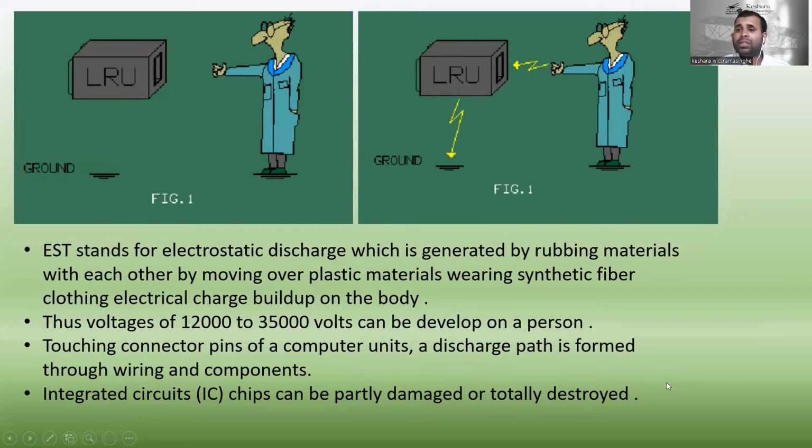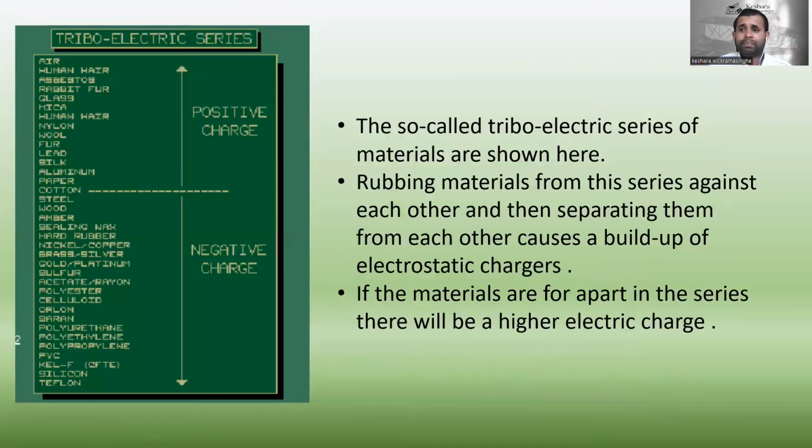It means because of the static discharge from our body, the integrated circuit chips can be partially damaged or totally damaged. So it is a big problem, right? If there's a partially damaged chip, the company has to invest. So you have to be very careful when you work with line replacement units, especially for the avionics section, right?